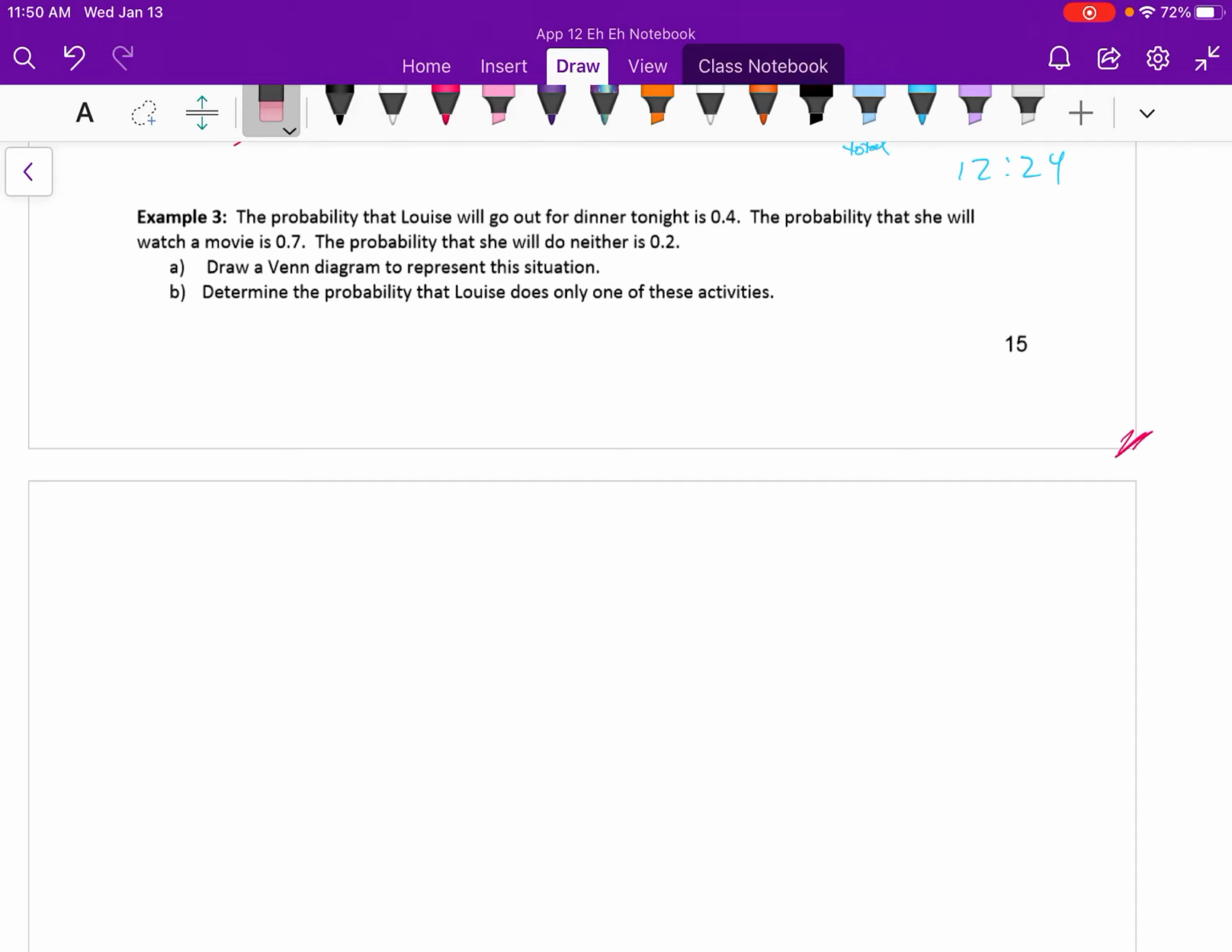So we're going to draw a Venn diagram to represent this situation. I think it's really important. So let's just say D is for dinner, M is movie, and neither means not dinner, not movie. So we're going to draw upon our experience of sets significantly here.